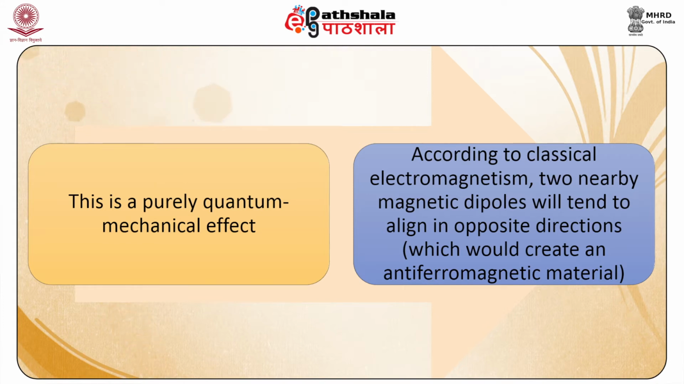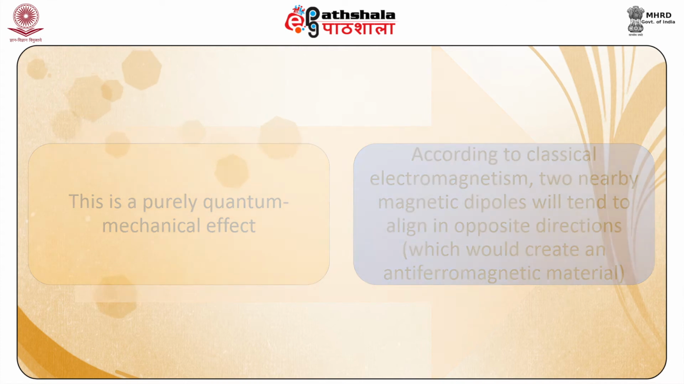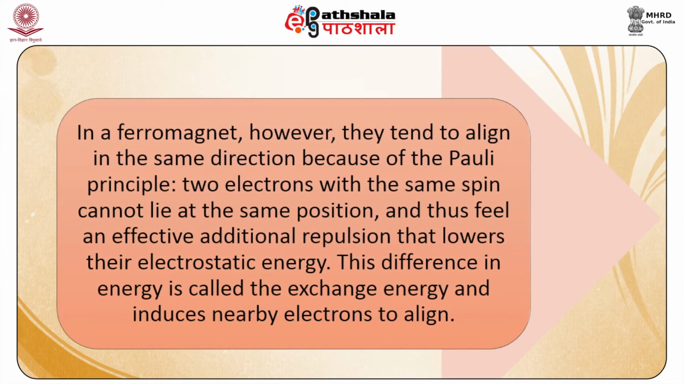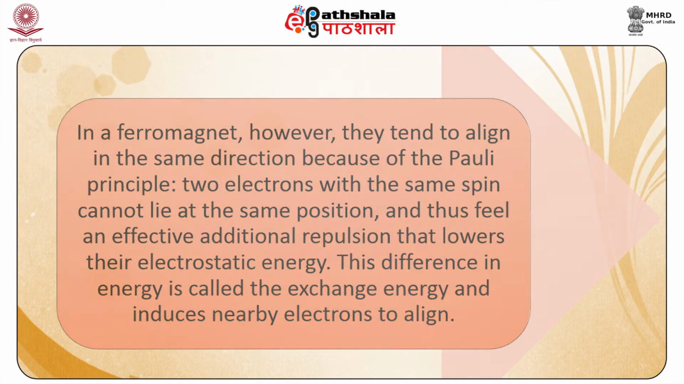According to classical electromagnetism, two nearby magnetic dipoles will tend to align in opposite directions. In a ferromagnet, however, they tend to align in the same direction because of the Pauli principle. Two electrons with the same spin cannot lie at the same position and thus feel an effective additional repulsion that lowers their electrostatic energy. This difference in energy is called the exchange energy and induces nearby electrons to align.